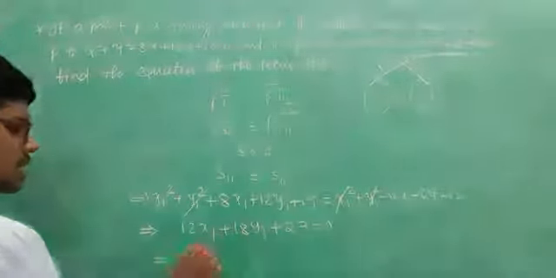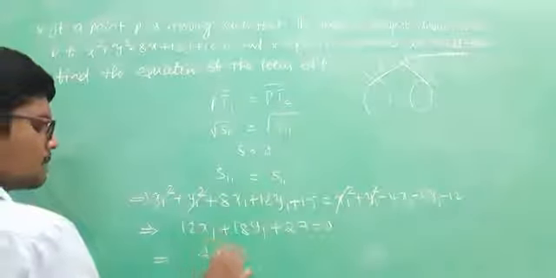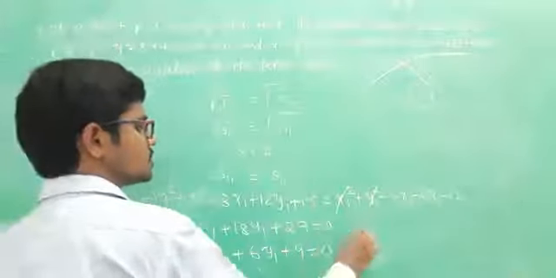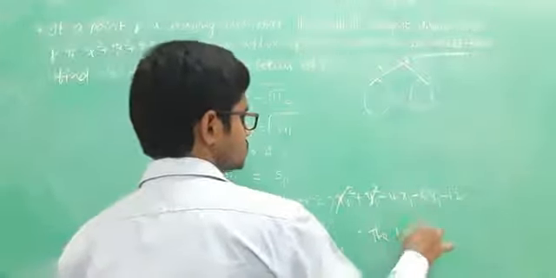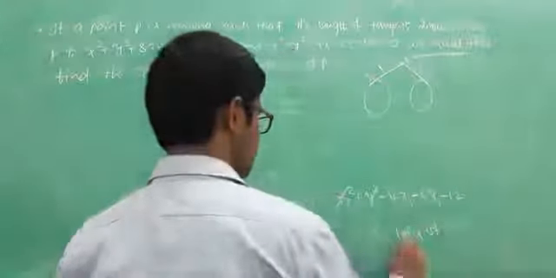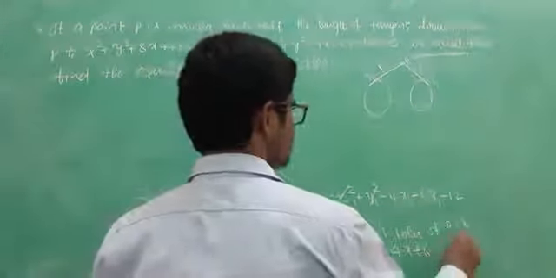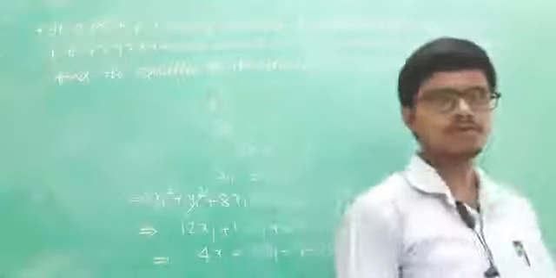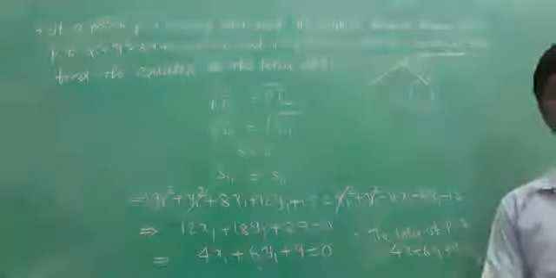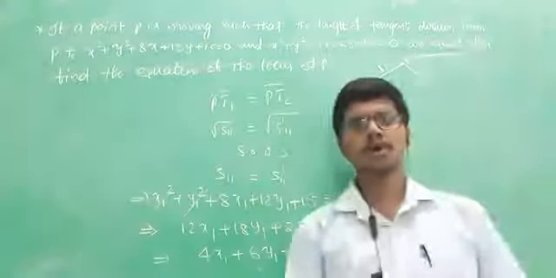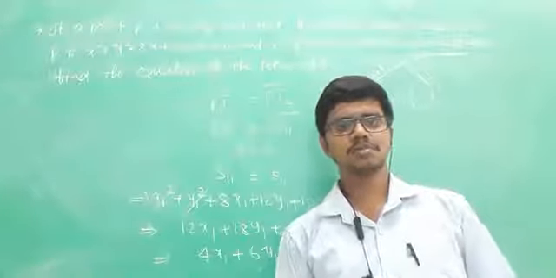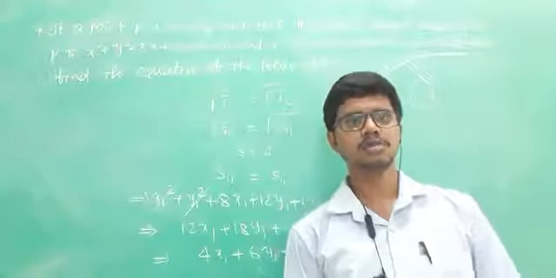Dividing it by 3, we get 4x1 plus 6y1 plus 9 equal to 0. Therefore, the locus of P is 4x plus 6y plus 9 equal to 0. Okay, understand? I hope you understand this concept very well. Position of a point, power of a point, and length of the tangents. So this is the concept of position, power, and length of the tangents.